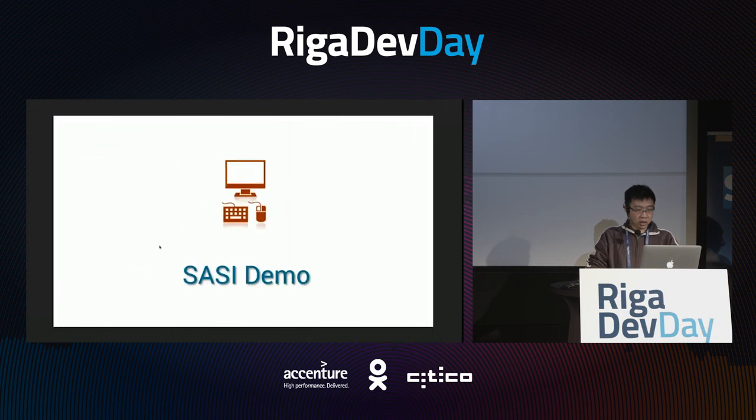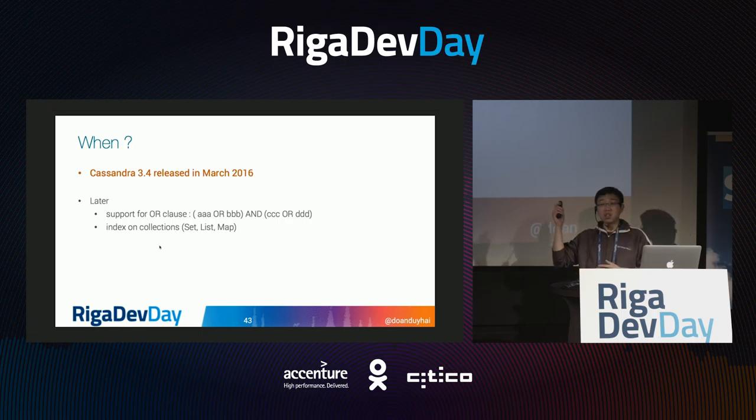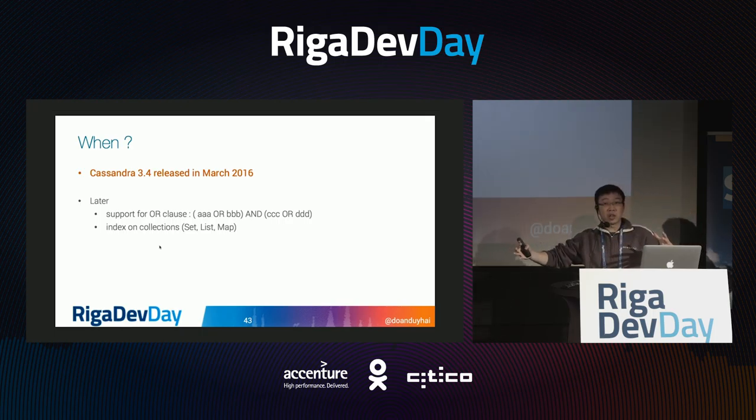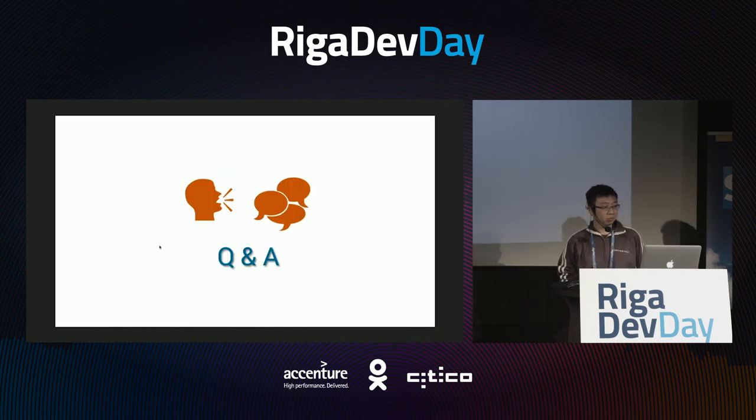So I think time is running out. I will finish with the next release, scheduled for March. So in a few weeks. And later, because this is only the first step, we will support OR clauses also. So you can write something like A, where A or B and C or D, and you can compose all this. And those will be optimized with the query planner. And we want to also be able to index on collections, set, list, map, and static columns, and whatever. Thank you.